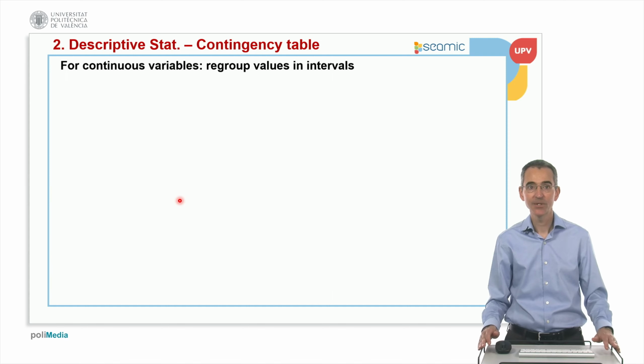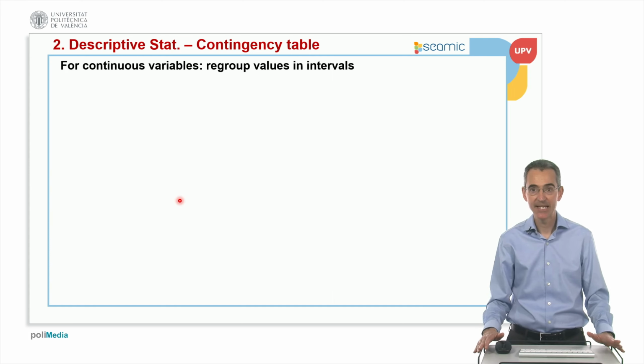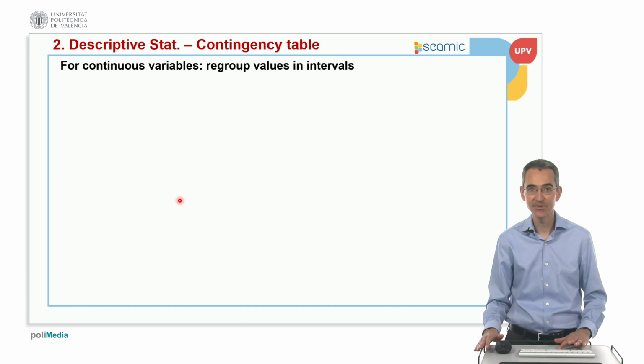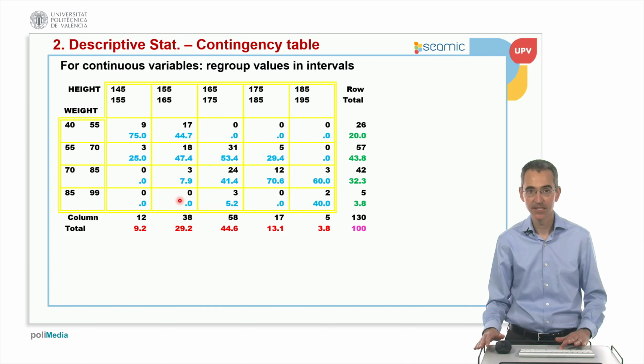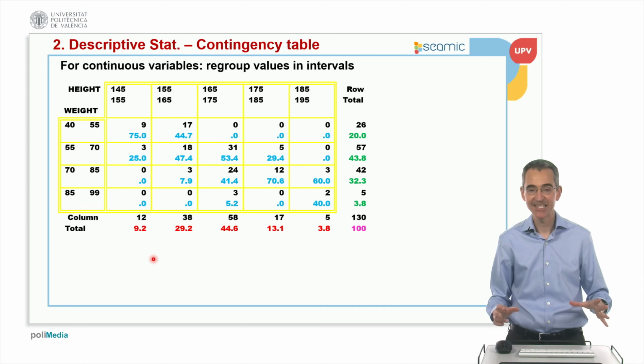Okay, what happens in the case of continuous variables? Can we provide a contingency table like this? The answer is yes, but before we need to regroup the values into intervals, and this is an example. And we have to say that to visualize or to extract useful information from this table is not straightforward. We have to think for a while.